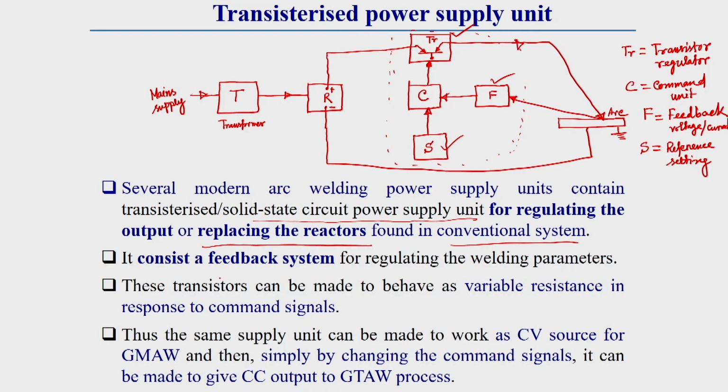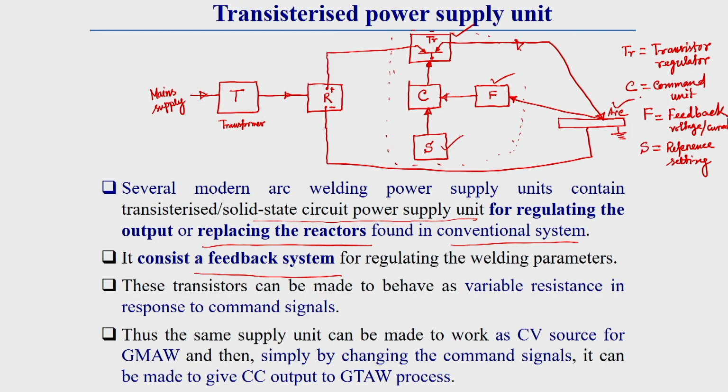Now, it consists of a feedback system, as I have already told you, for regulating the welding parameters. According to the feedback obtained from this arc, if there is any disturbance, this feedback system gives feedback to the transistor regulator. So, the transistor regulator automatically controls the voltage and current in the arc region. As it consists of a feedback system, we can regulate the welding parameters as per our requirement.